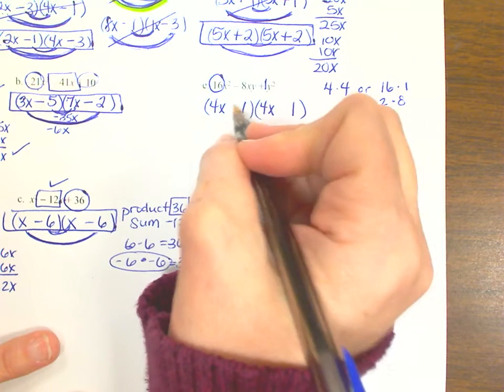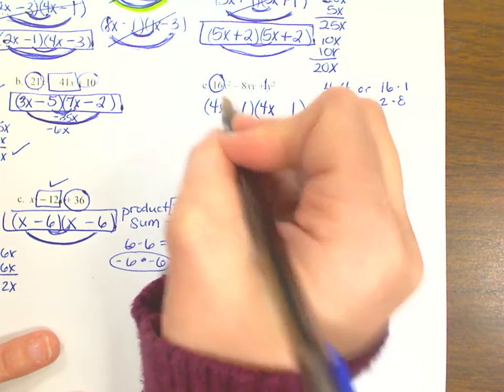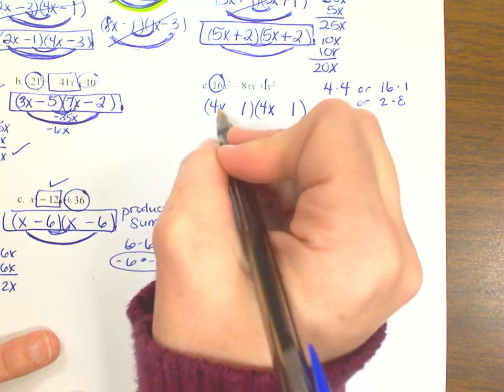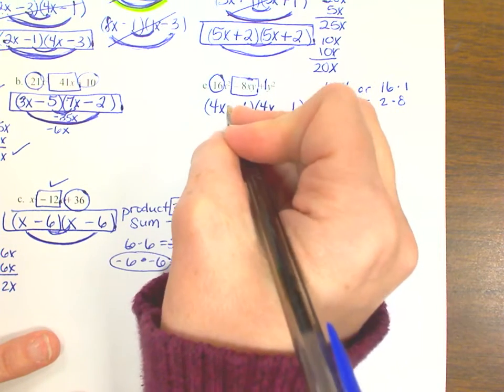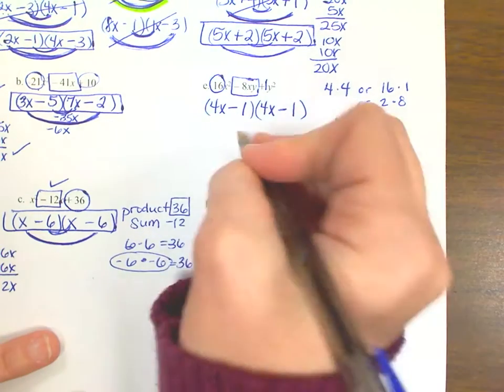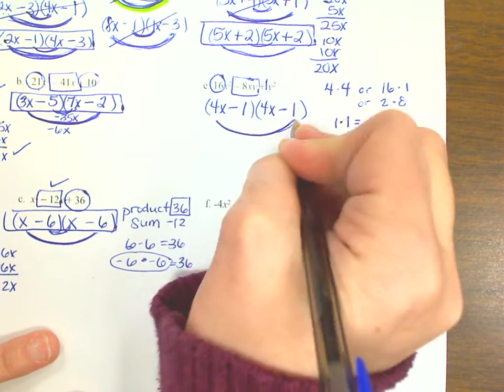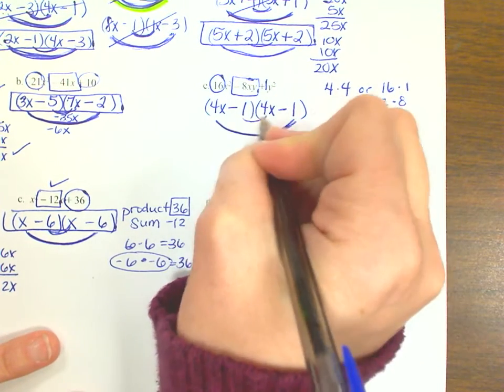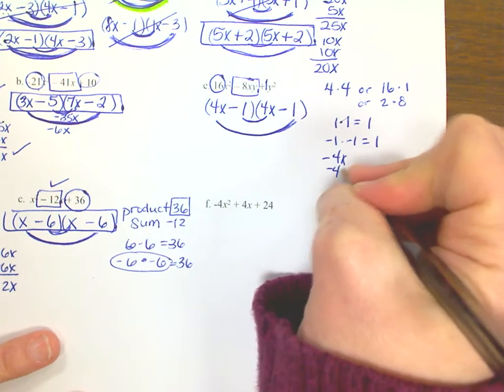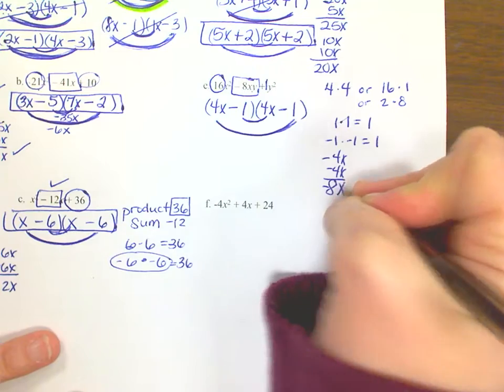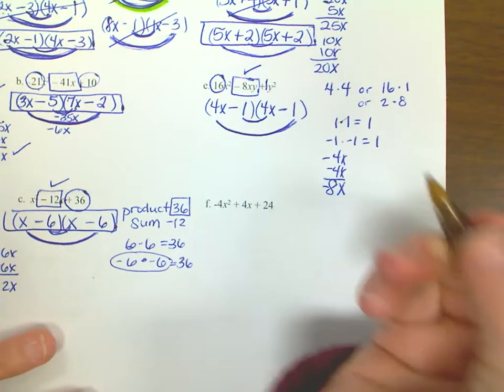If it was a positive, though, then that's going to have all of our stuff coming out positive once we do our outside and inside, and we see that we want a negative 8 in the middle. So I'm going to go with a negative 1 and a negative 1. Okay, outside is negative 4x. Inside is negative 4x. When you put a negative 4x with a negative 4x, you get a negative 8x. And that's what we're going to want there.